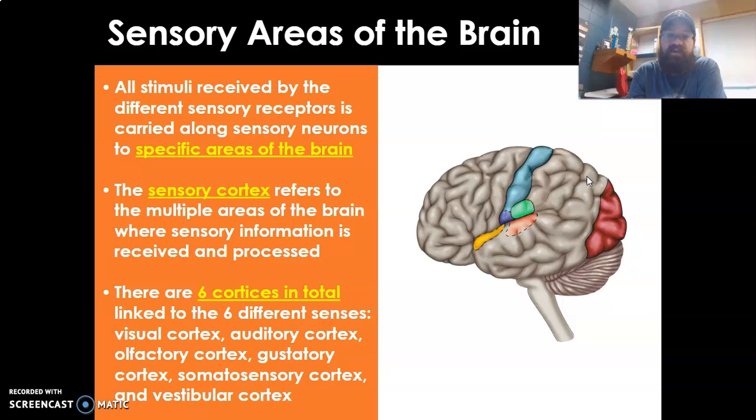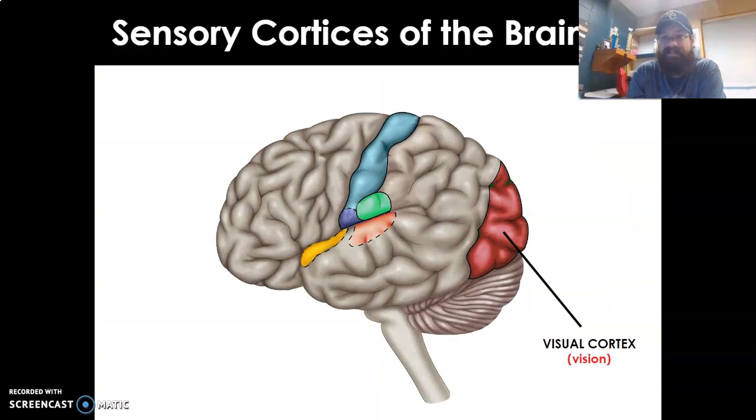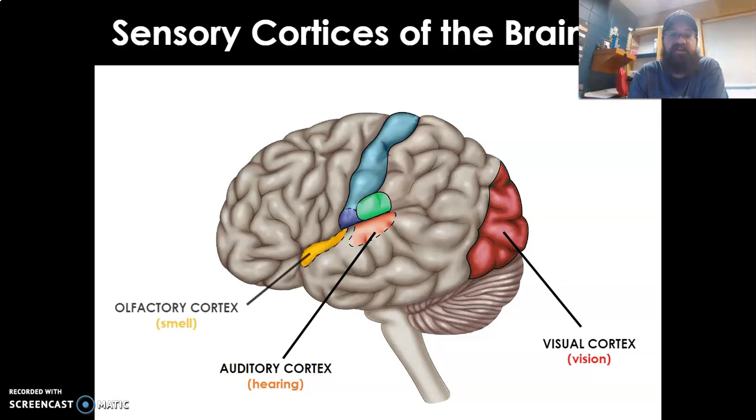So what is the sensory cortex? It's the areas of the brain where sensory information is received and processed, right? In other words, it makes sense of the stimuli that we're feeling or sensing. There's the visual cortex. This is found in the occipital lobe. This deals with vision, no duh. Auditory cortex. This is in the temporal lobe. We see that this deals with hearing, audio. Hopefully you've heard that term before.